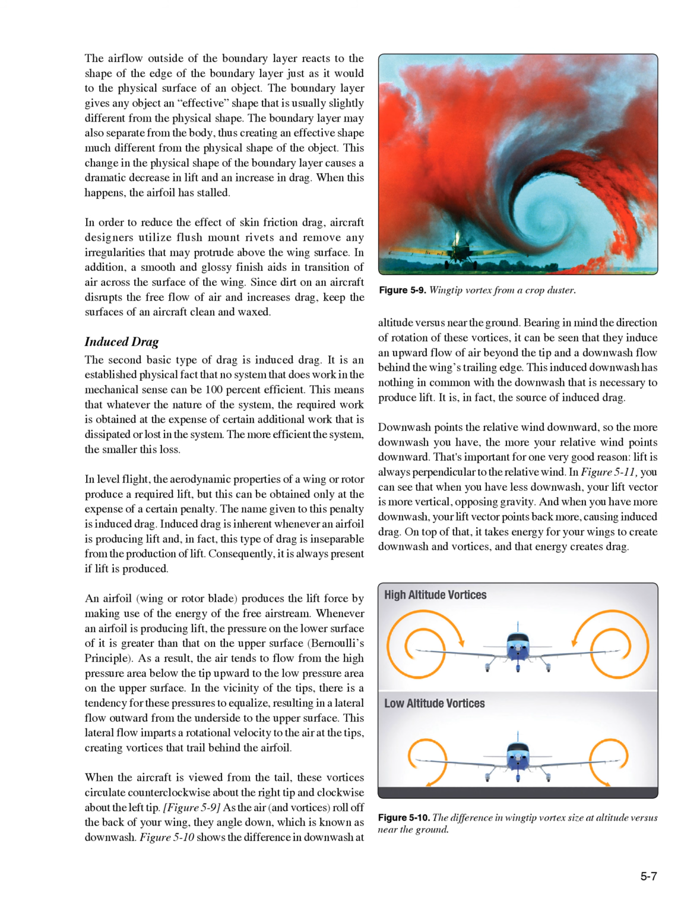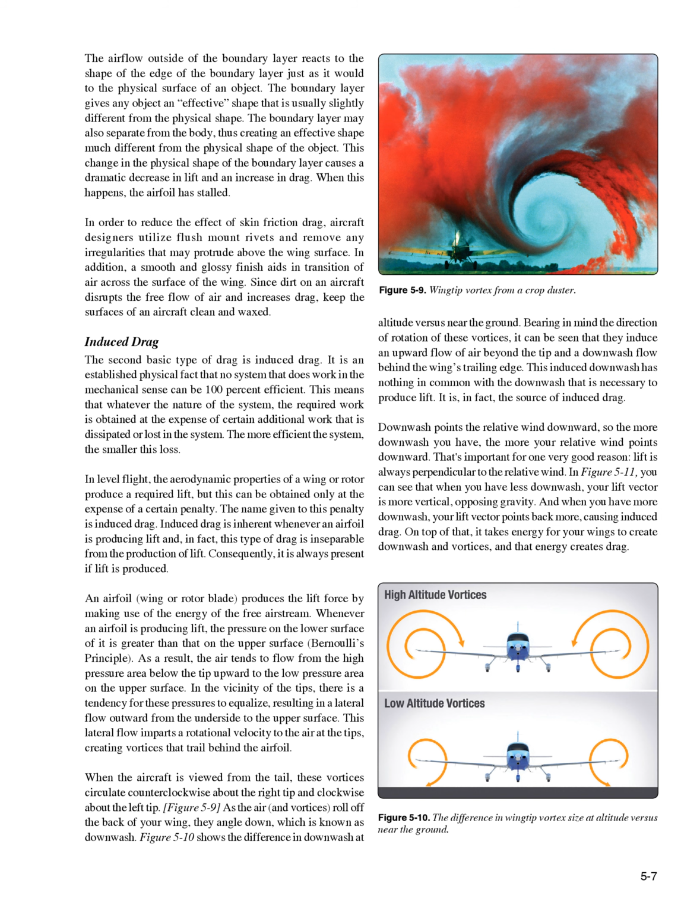Bearing in mind the direction of rotation of these vortices, it can be seen that they induce an upward flow of air beyond the tip and a downwash flow behind the wing's trailing edge. This induced downwash has nothing in common with the downwash that is necessary to produce lift. It is, in fact, the source of induced drag.